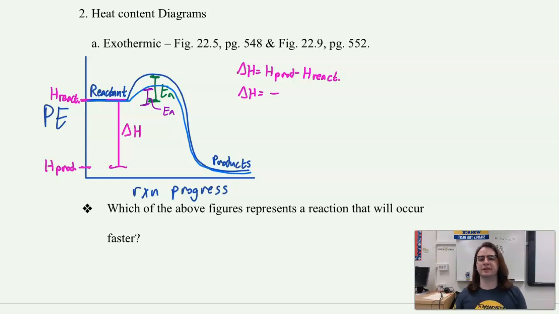We're going to get more into this a little bit later, but remember that the only way that we can really adjust activation energy is by using something called a catalyst. All right, so let's keep going.